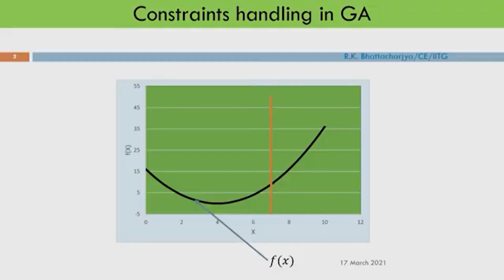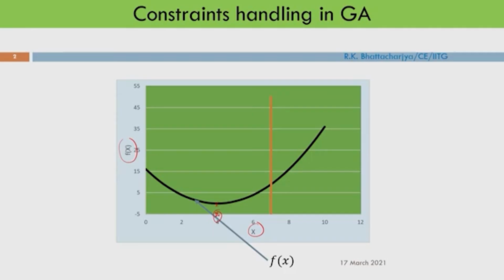Suppose we have taken a function f(x) and this is the function I have plotted here. This is a single variable function, and we have x on the x axis and f(x) on the y axis. If you look at this function, the minimum is somewhere here, and probably x star is somewhere here. This is the optimal, or you can say the stationary point of this function.